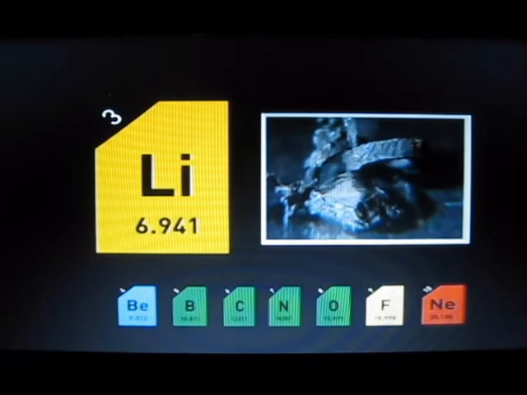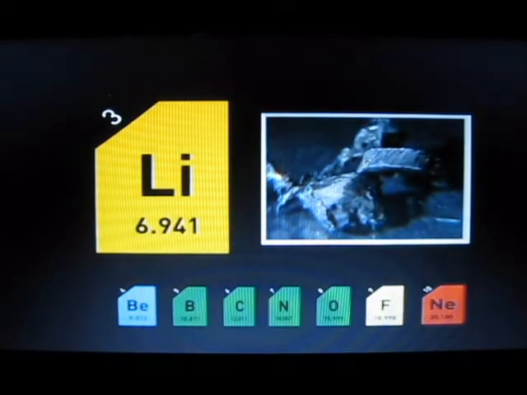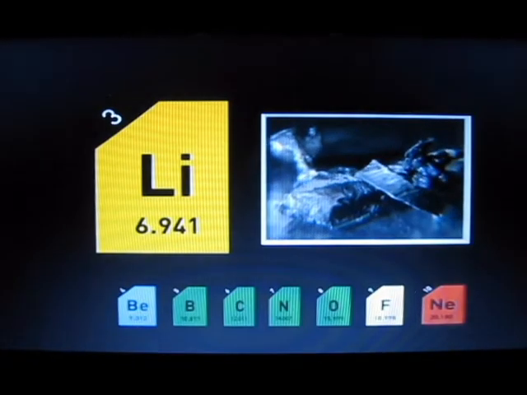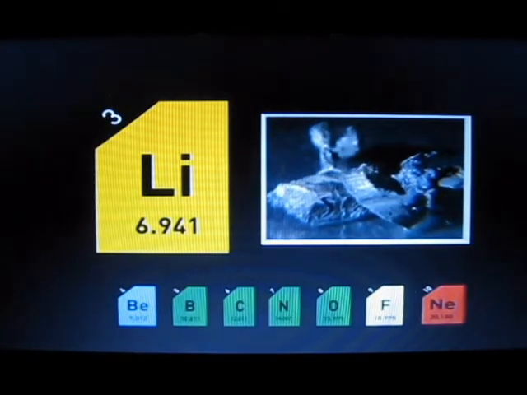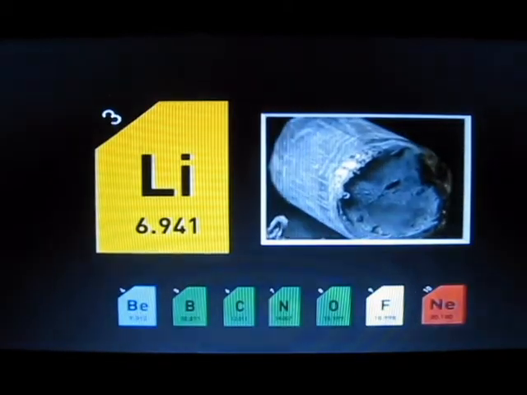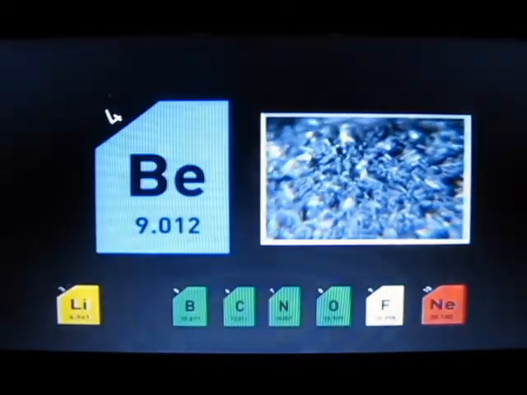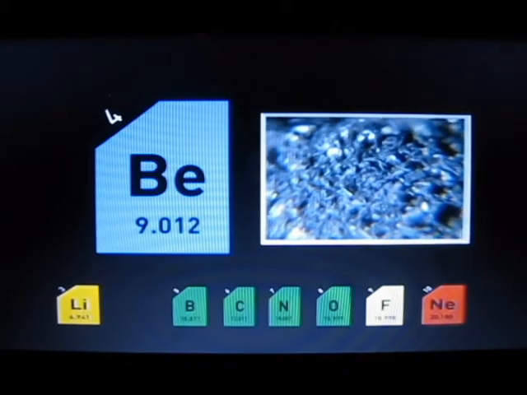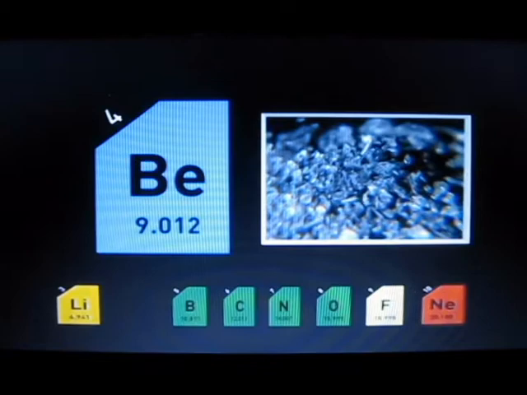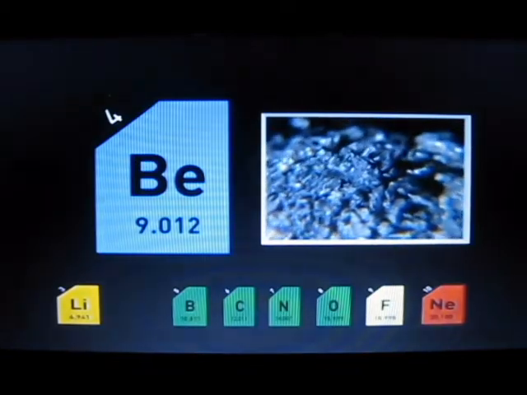Lithium, at the beginning of the second period, is the lightest and softest of all the metals. Lithium has to be stored under dry kerosene because it reacts with air and water. And it's soft enough that it can be cut with a knife. The next element, beryllium, is also a metal, but it's much less reactive than lithium and it's much harder. Beryllium is one of the most toxic elements.